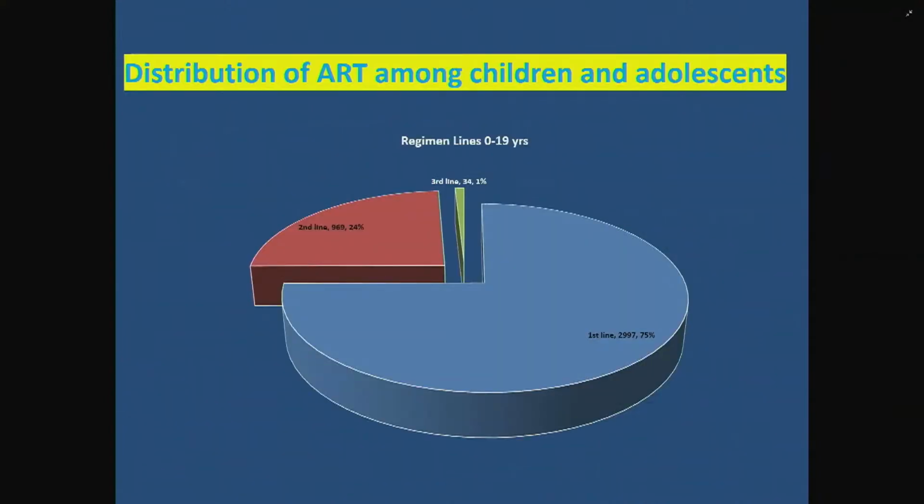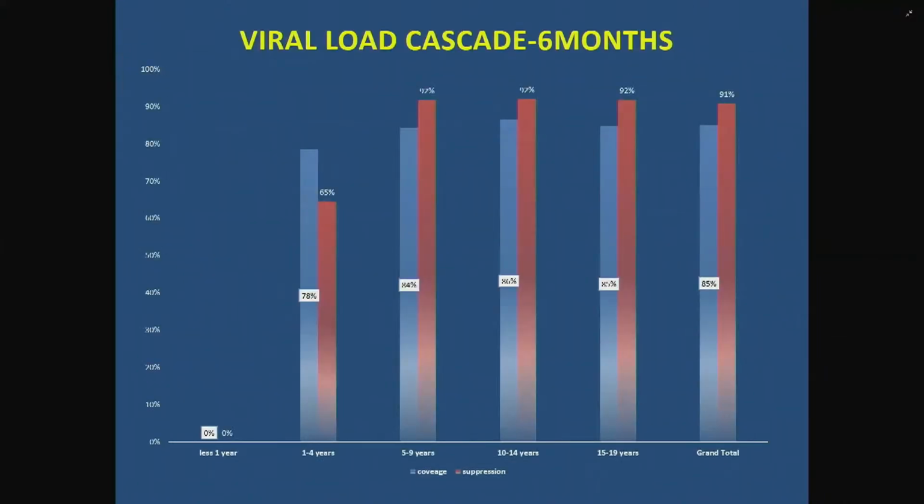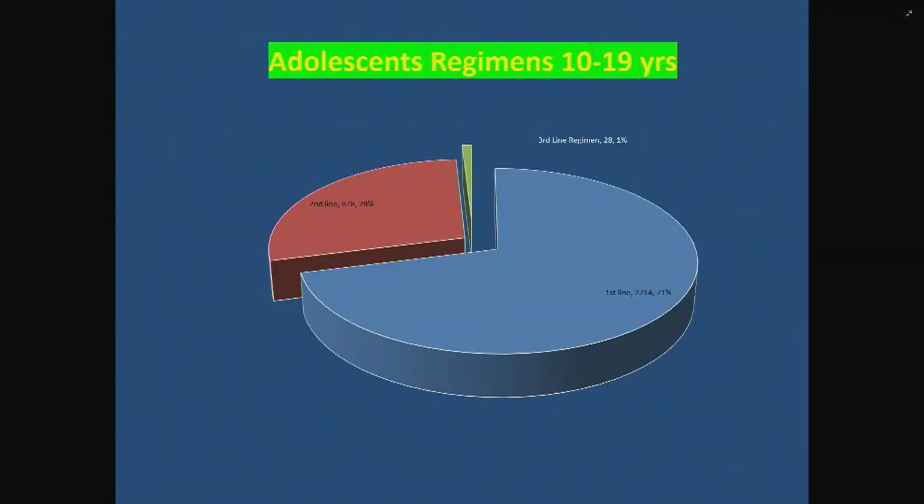But is that the case? We don't know. We are seeing many children who are failing on their first line and even on their second line, and now some of them are on their third line. These are data from Baylor Uganda, showing you the viral load support and outputs, and then the different regimens. By the time this data was shared with me, up to 1% of our adolescents were on third line treatment.